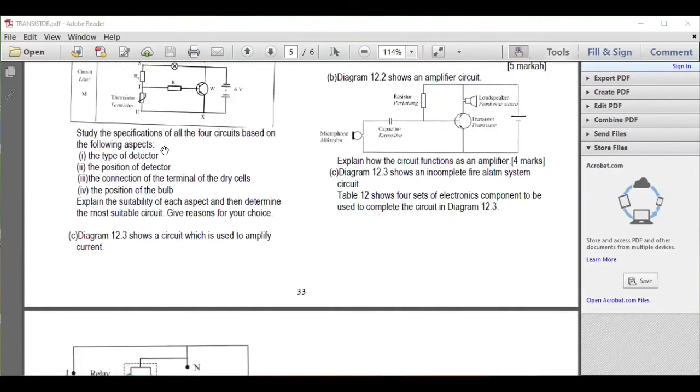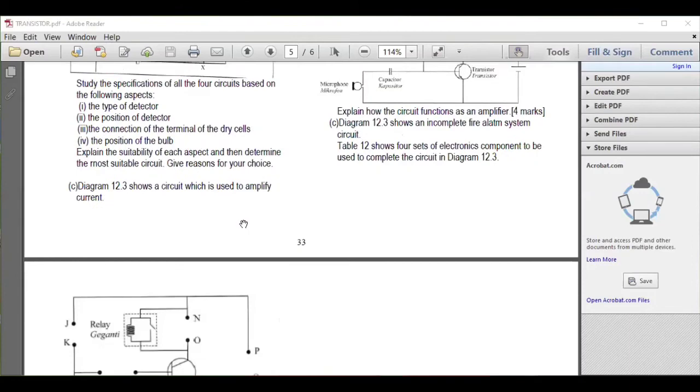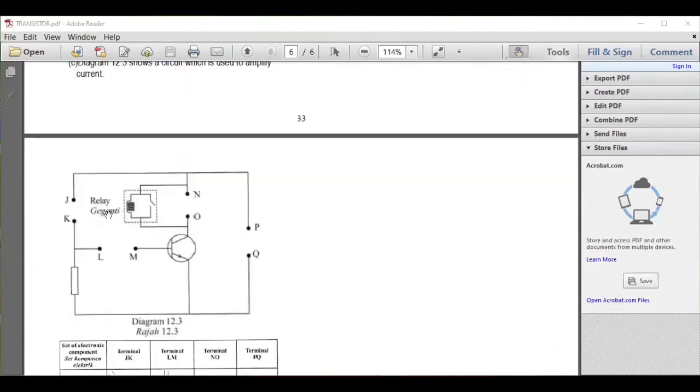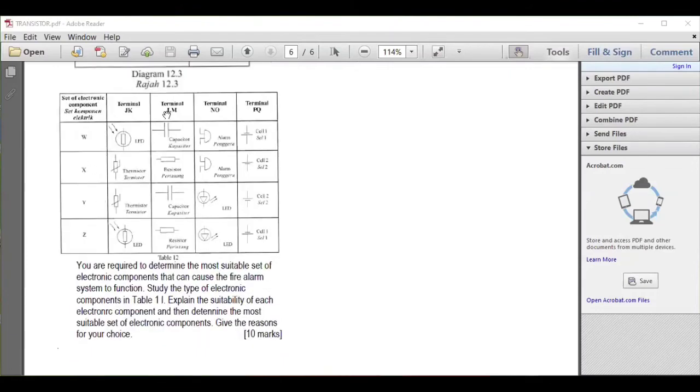Now, diagram 12.3 shows an incomplete fire alarm system circuit. Table 12 shows 4 sets of components. So this is an incomplete circuit, and they give you components. You are required to determine the most suitable set of components that can cause the fire alarm system to function. So you want to create a fire alarm system. Study the electronic component utility.